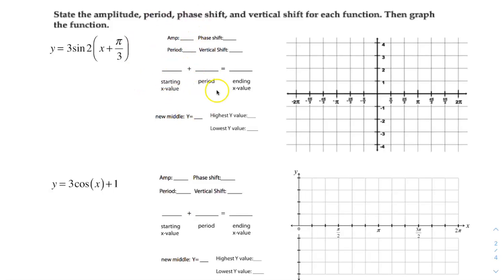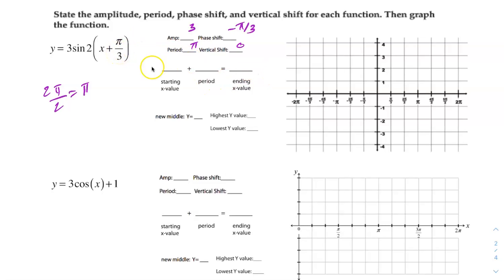So let's answer all these questions here. Okay, so first, what's the amp? Amp is 3. What's the phase shift? How much we move left and right? We're going to move negative pi over 3. Period, 2 pi over b. So 2 pi over b. My b is 2, so just pi. And my vertical shift is nothing, and I have none, so 0.